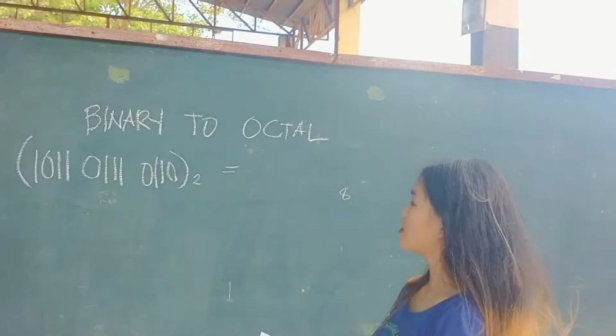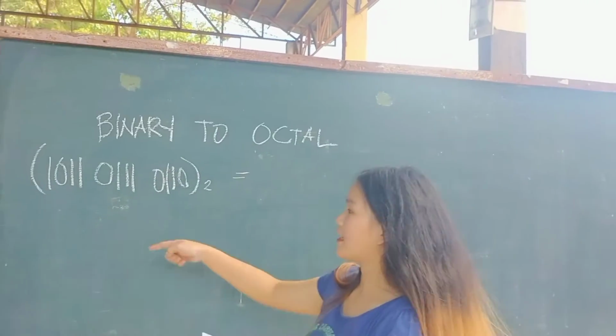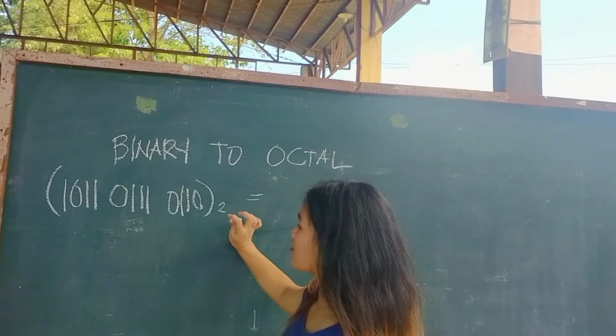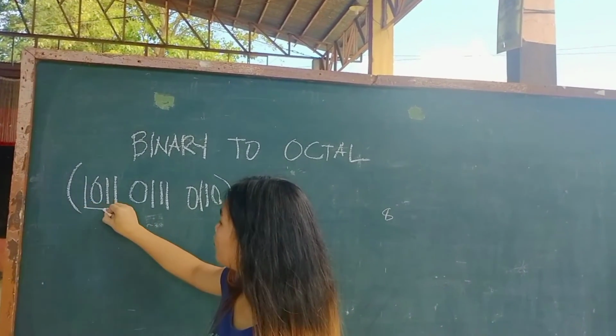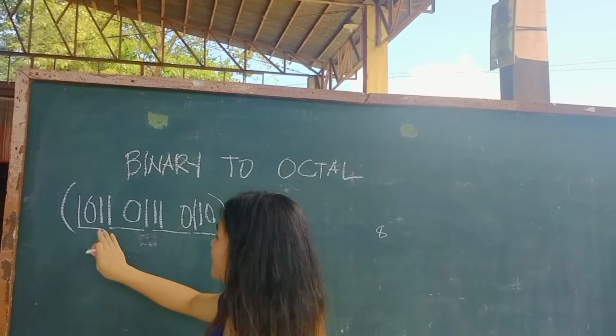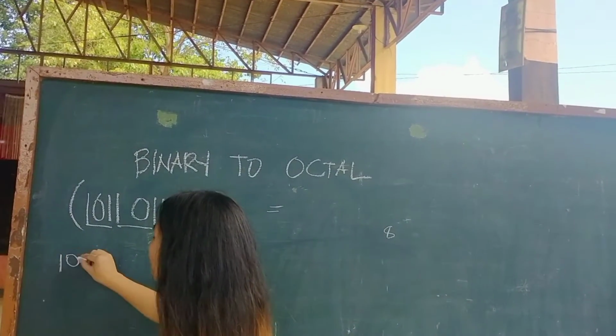We will convert the binary number 1011011101110 to octal, decimal, and hexadecimal. For octal, we should divide it into groups of 3 bits. It is divided into threes only, to get the octal. So, first, let's take 101.